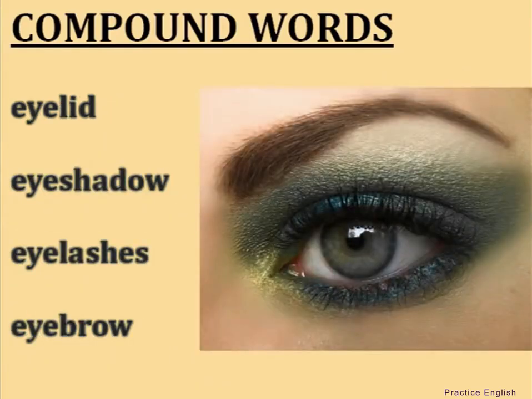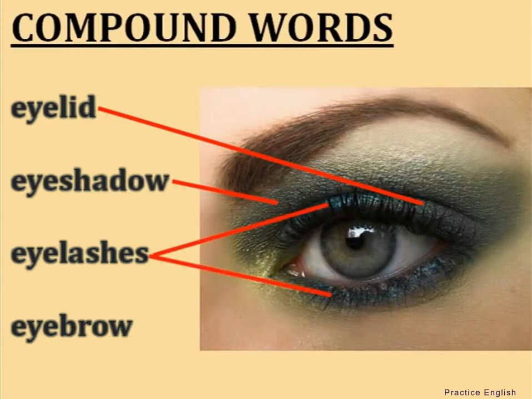Now I'm going to teach you 4 words related to your eyes. We'll start with eyelid. Your eyelid is the small fold of skin that covers your eyes when you close them. And women like to decorate their eyelids with a type of makeup called eyeshadow. In the picture, she's wearing green eyeshadow. These tiny hairs on your eyelids, you have them on the top and on the bottom, are called your eyelashes. And then finally, the line of hairs above your eye is your eyebrow. So 4 compound words with eye: eyelid, eyeshadow, eyelash, and eyebrow.